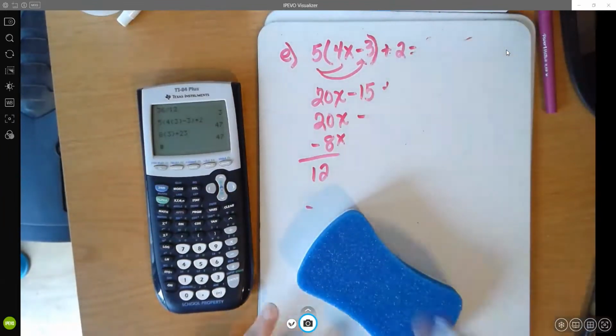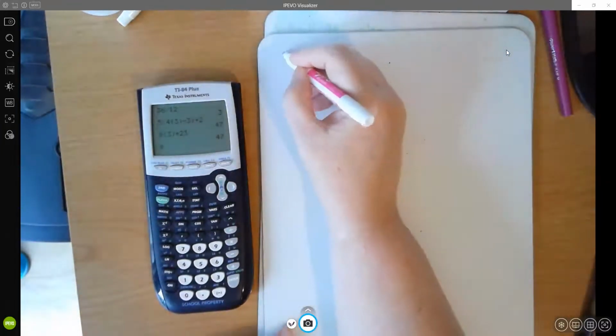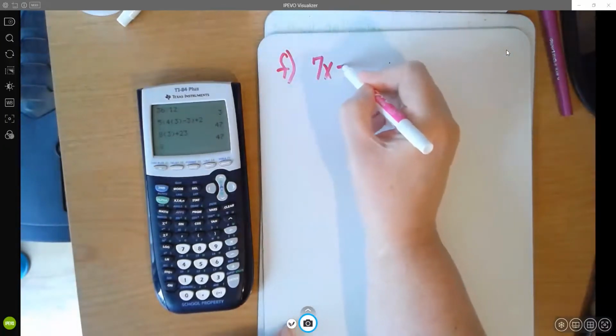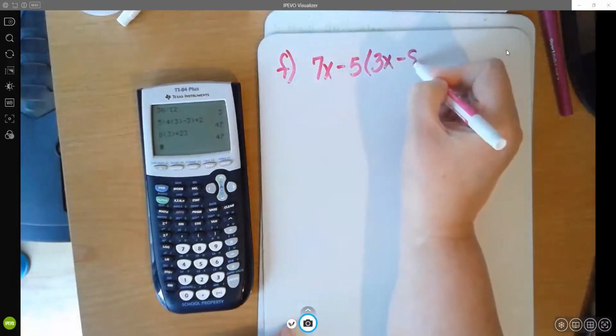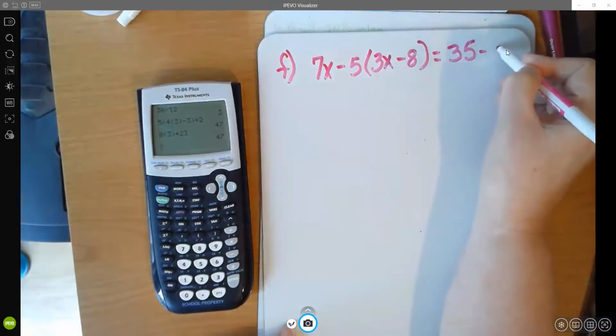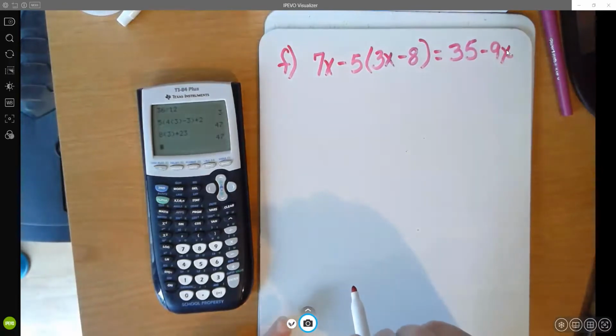Last problem. And I know this is a longer video, but it had some more problems on it, and I wanted to get the whole page in. So we have 7x minus 5 times 3x minus 8 equals 35 minus 9x. And so this is our last equation.